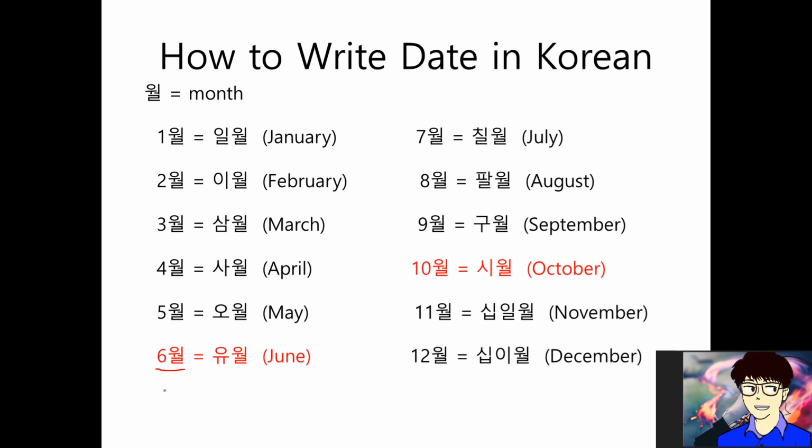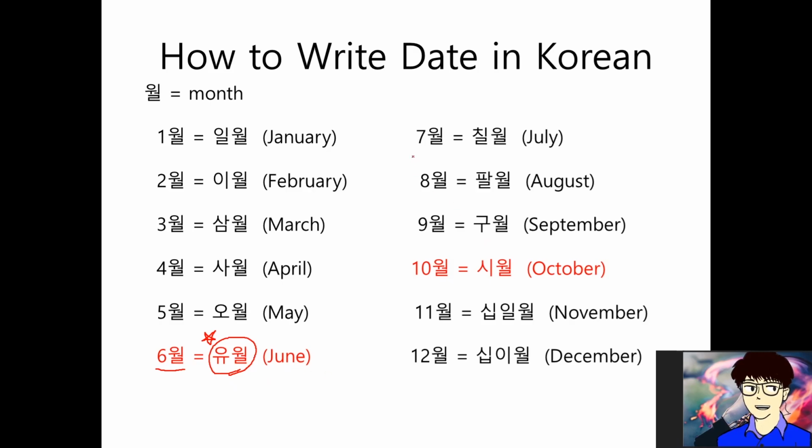When you try to say 6 in Korean, you have to say 육, right? However, in months, not 육월. You should not say that. Then, what should you say? Yes, 유월. 유월. Just take a note and memorize it. Okay? Good. 유월 is June.